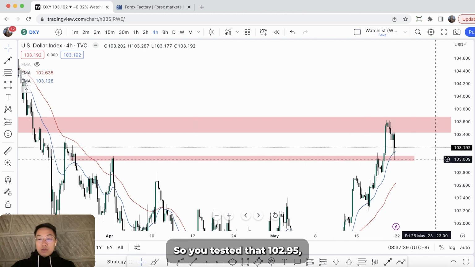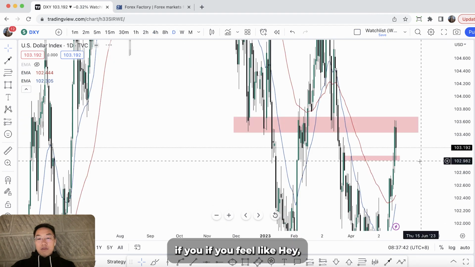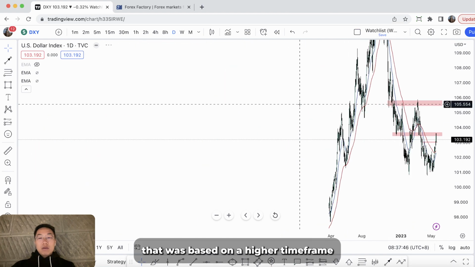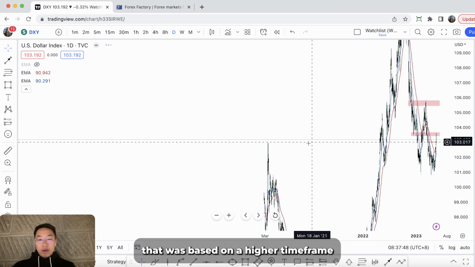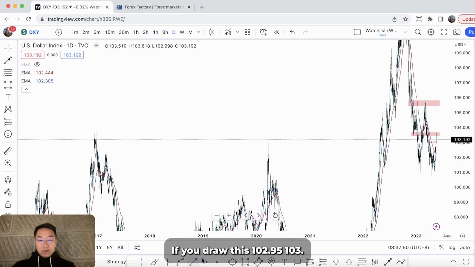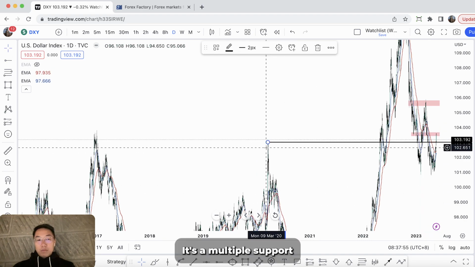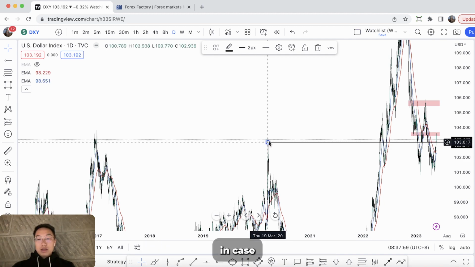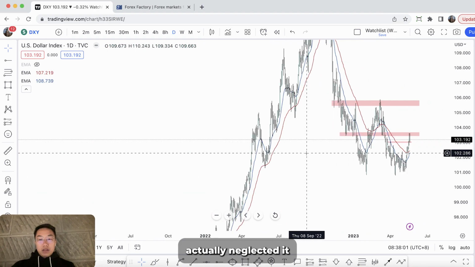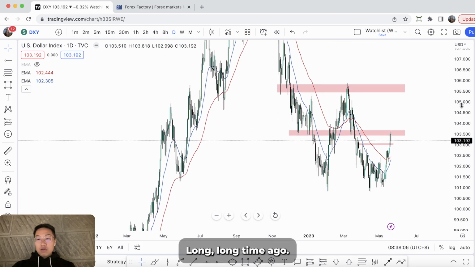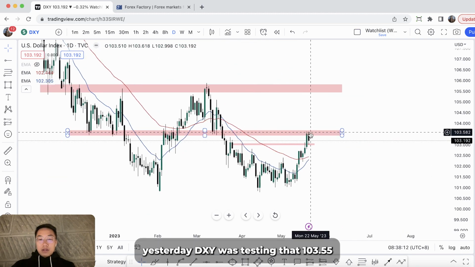So you tested 102.95 again. In case you feel like, hey, why do you draw this 102.95? That was based on a higher time frame level, right? If you draw this 102.95, 103 is a multi-year support or multi-year resistance. That's why I had a level drawn there, in case all of you neglected it, because it was around 2020, way before, a long time ago. Remember, yesterday DXY was testing that 103.55.